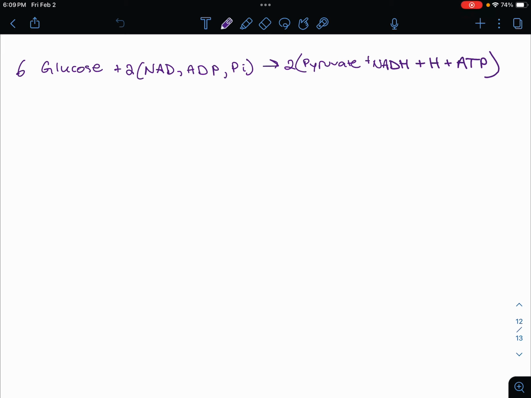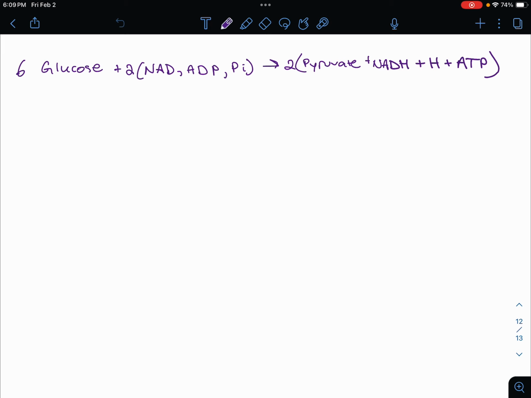All right, so glycolysis, this is the reaction: glucose plus 2 NAD, ADP, and inorganic phosphate. After the steps, you're going to get 2 pyruvate, which is a 3-carbon sugar. So we're going to have glucose, a 6-carbon, going into a 3-carbon: 2 pyruvate plus NADH plus H plus ATP. Okay, so again, glycolysis, breaking down glucose.